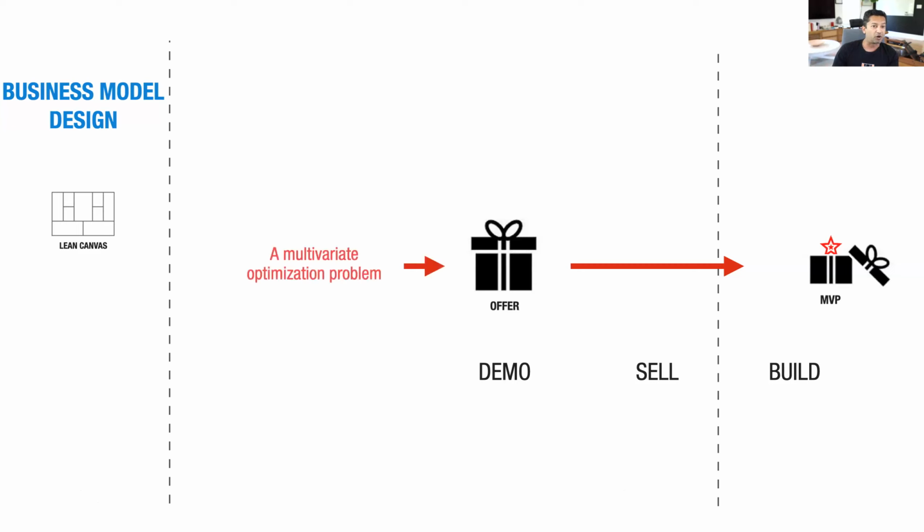Now, this is a good place to start. This already will save you months in that roadmap. But the demo can also be, I call it, a multivariate optimization problem. And what I mean by that is that there are many moving parts to a demo. When you show a demo to someone and they don't like it, they may have objections. And if you are doing this in person, they may tell you what that is, and that's great.